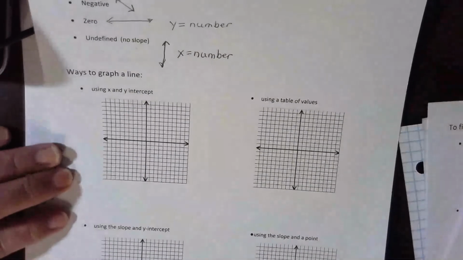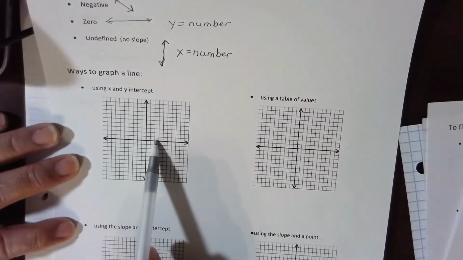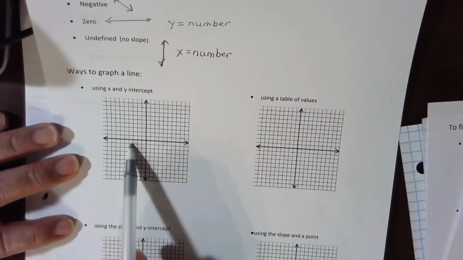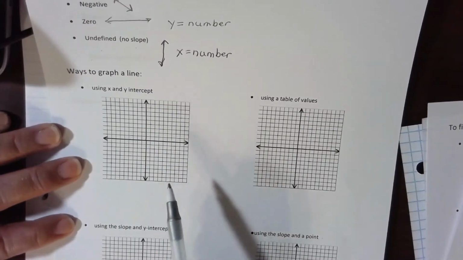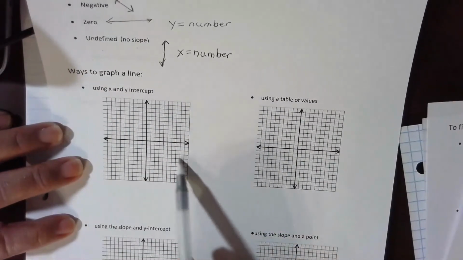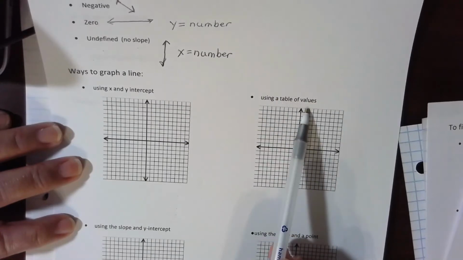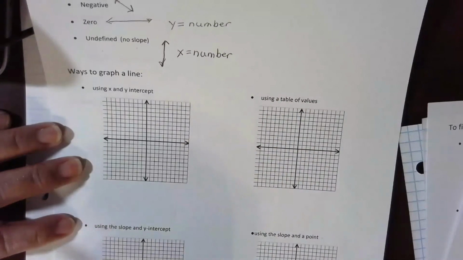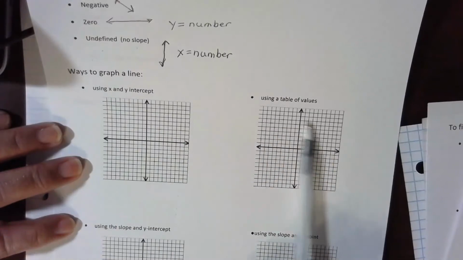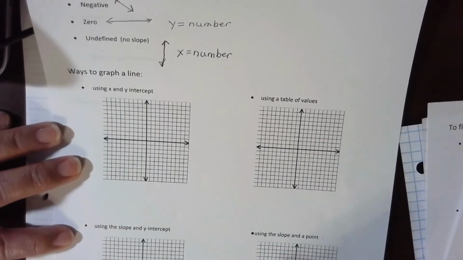Now, in the next part is how to graph a line using the x and y intercept. We've already talked about that in the previous section. You find the x-intercept and mark it, you find the y-intercept, mark it, and you draw the line. Also, we have table of values. We've talked about that on the first page. So we know how to do that, make a table of values, and plot the points.